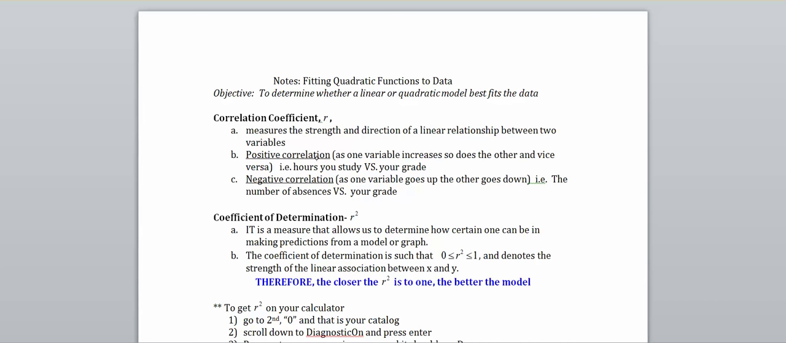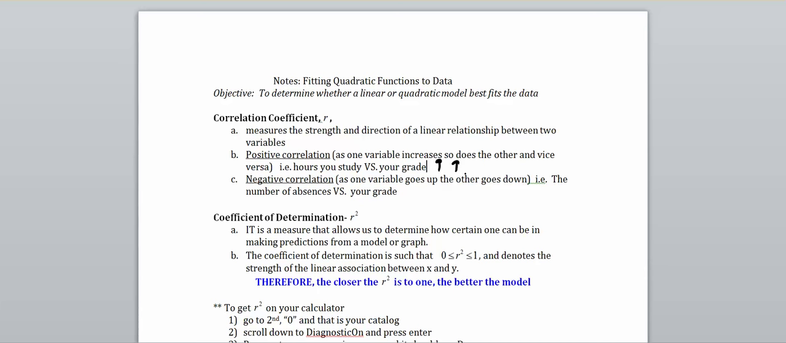So a positive correlation is as one variable increases, so does the other, and vice versa, meaning as one variable decreases, the other decreases. An example of that would be the hours you study versus your grade. Typically, the more hours you study, the higher your grade would be. So as one thing goes up, the other thing goes up. Let me get my pens ready. So as one variable goes up, so does the other.